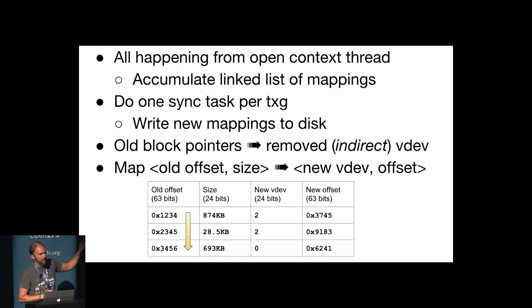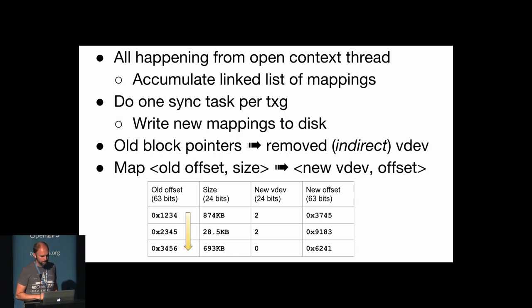This is a little bit tricky, but it actually worked out really well with the infrastructure that we had. And we found this paradigm to be really useful in a bunch of other scenarios where you want to be doing something in the background from an open context thread and yet have it be modifying things that are stored in the MOS in syncing context. So we've repeated this. I think the redacted send and receive stuff does this when you're creating the redaction list, and a couple of other things do as well.